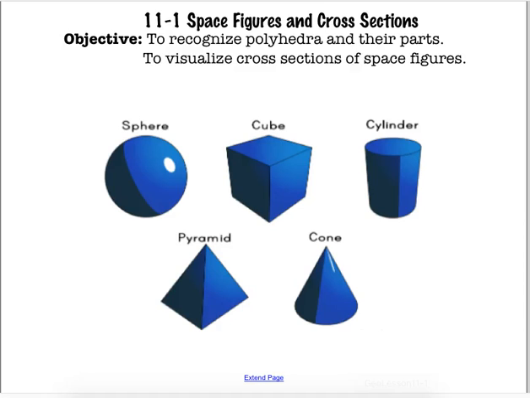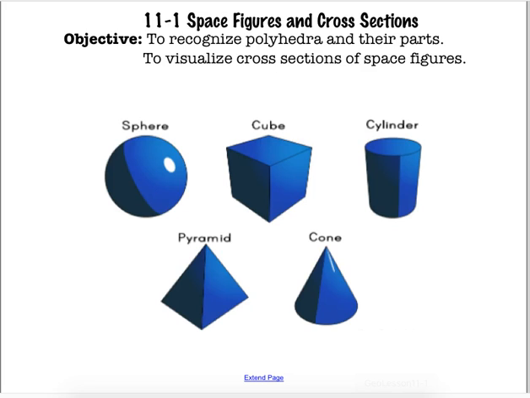Hey guys, we are starting chapter 11, which is all about finding surface area and volume of three-dimensional figures. Like in chapter 10, we found the area of a rectangle, but now we're going to be able to find the surface area of a rectangular prism. Remember, 3D things are something that you can physically hold, like objects, right?